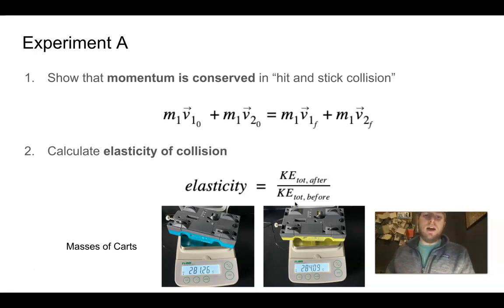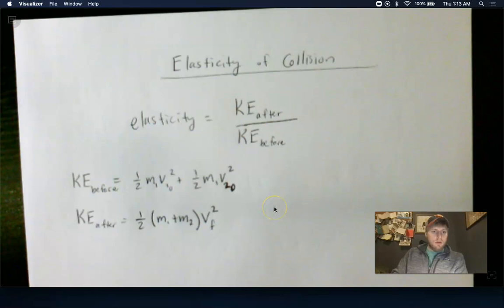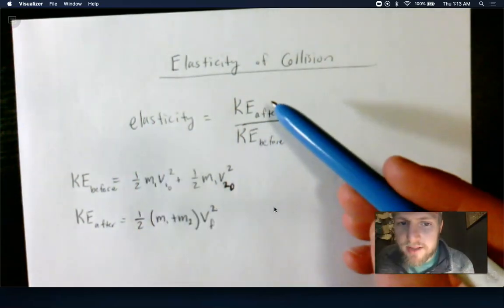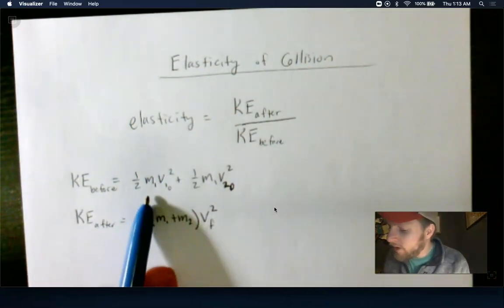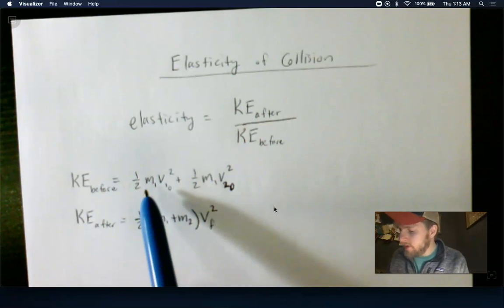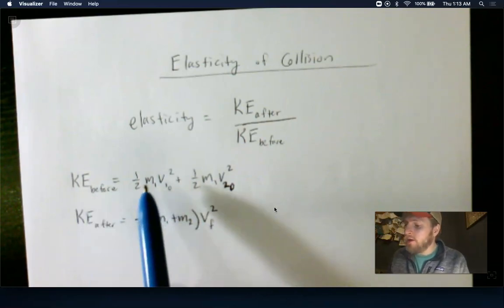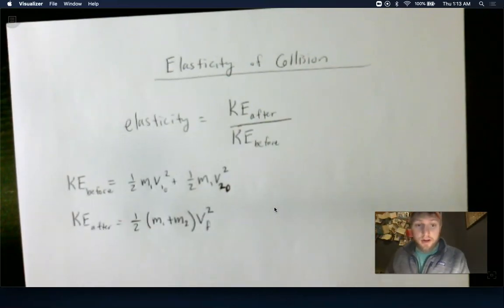Now, here we can't really take the average. It's kind of hard to compare apples to apples here, so we'll just get a rough idea of the elasticity of this collision. So we want to measure the elasticity. All we need to do again is take the kinetic energy after divided by the kinetic energy before. Now we're looking at the total energy in the system. So the kinetic energy before the collision would be the sum of the two energies.